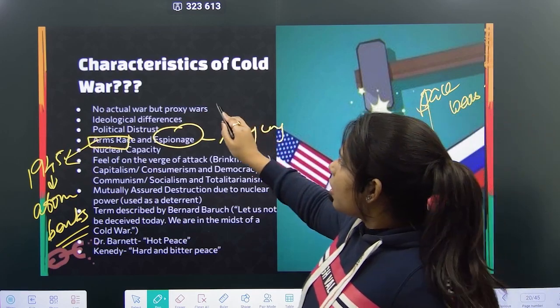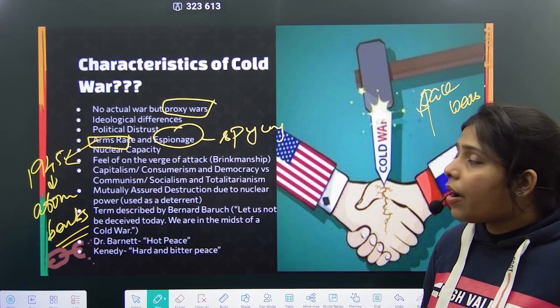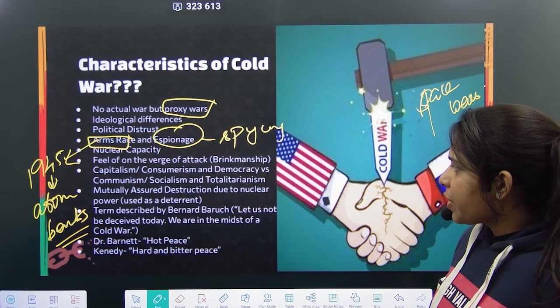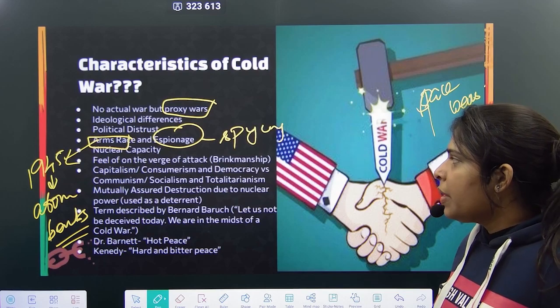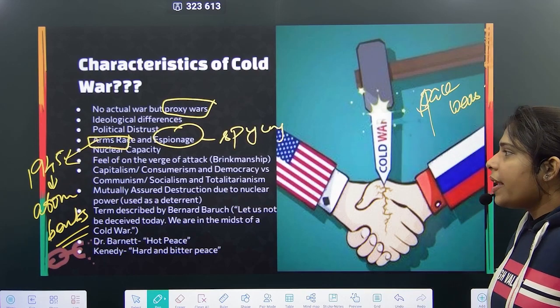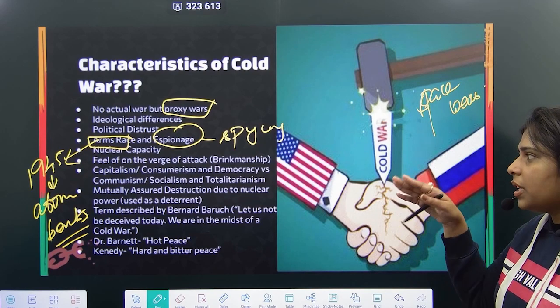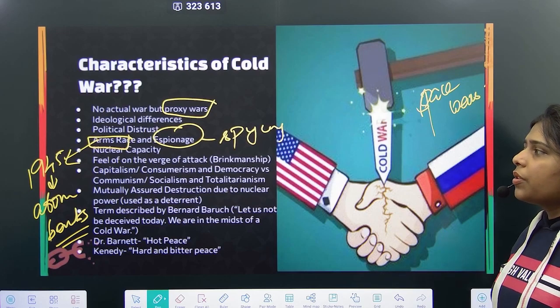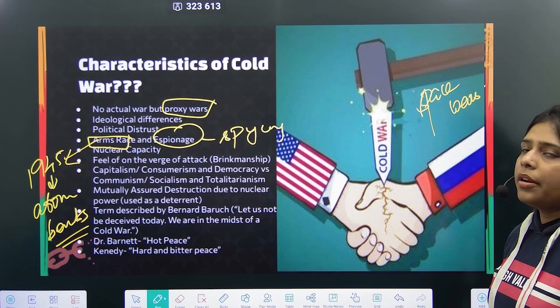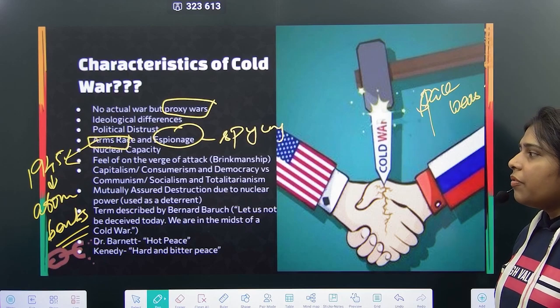Proxy wars in Vietnam, in Korea. So this fight was actually between capitalism, consumerism rather, and democracy versus communism. Capitalism, consumerism, and democracy versus a government of communism and totalitarianism.